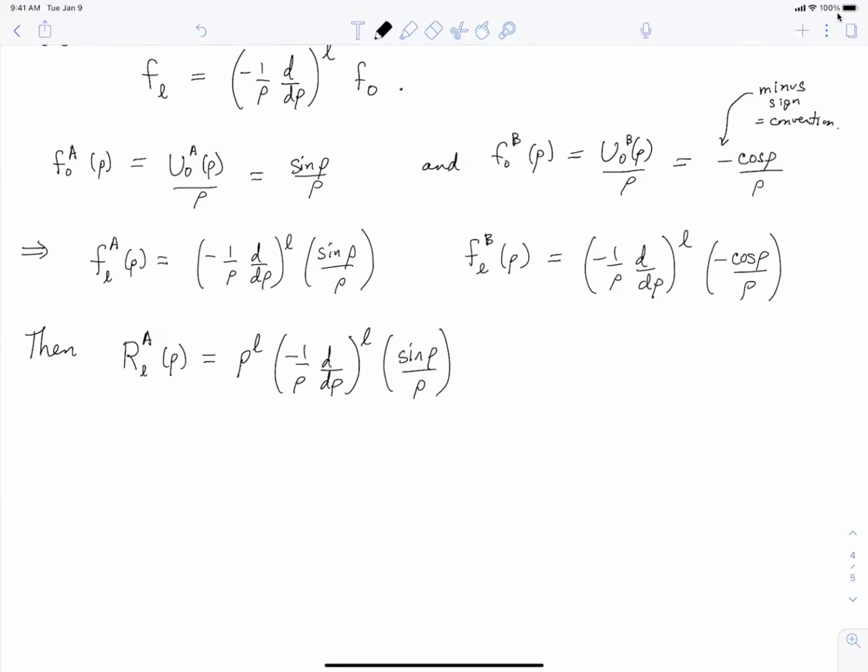Notice you have to resist the temptation to somehow combine this rho to the L with this differential operator to the Lth power. You can't move the rho to the L inside because the operation of taking a derivative does not commute with multiplication by the same coordinate. Okay, but anyway, that's the solution. For any L, you can go ahead and do the derivatives you need to do. And these are called spherical Bessel functions, and they're by convention written as J sub L as a function of rho.